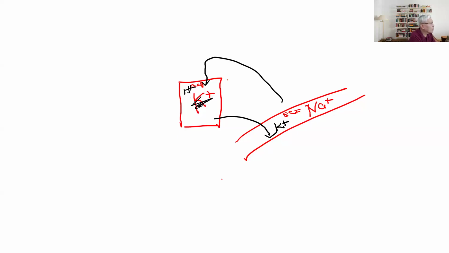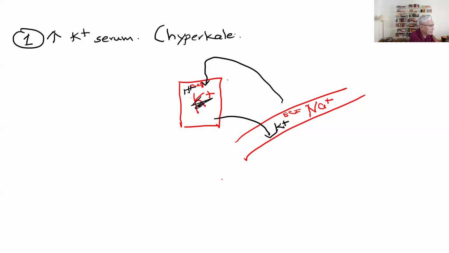So initially, you're going to have an increase of serum potassium or potassium in the serum. So you will have hyperkalemia. Okay, so acidosis always drives potassium to leave the cell to go into the extracellular compartment.